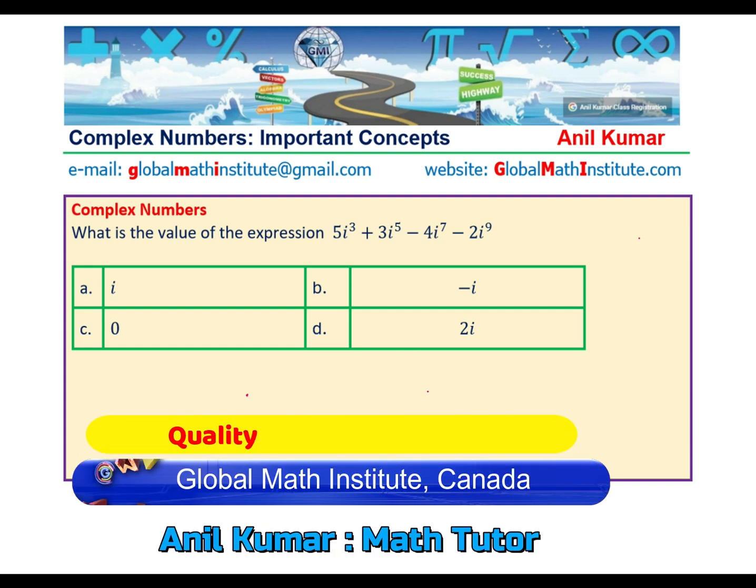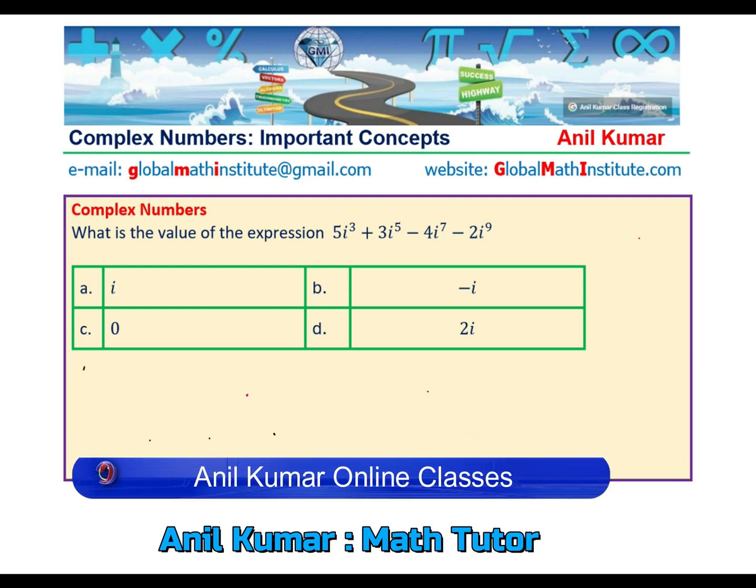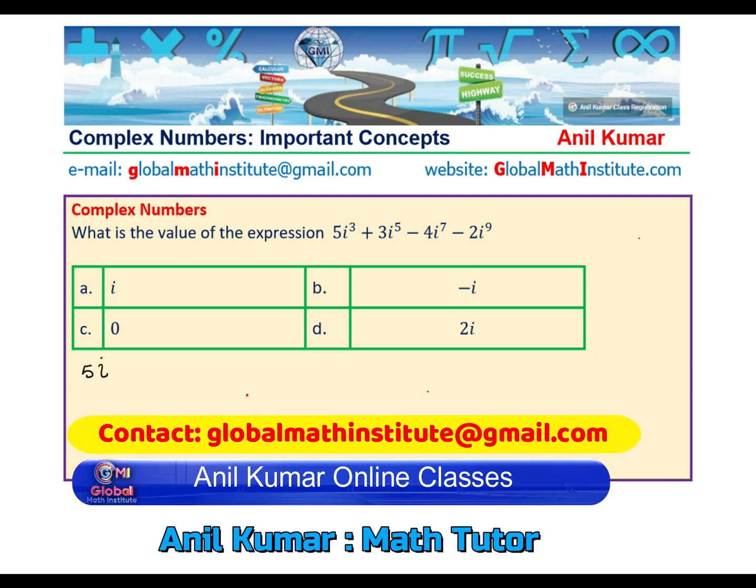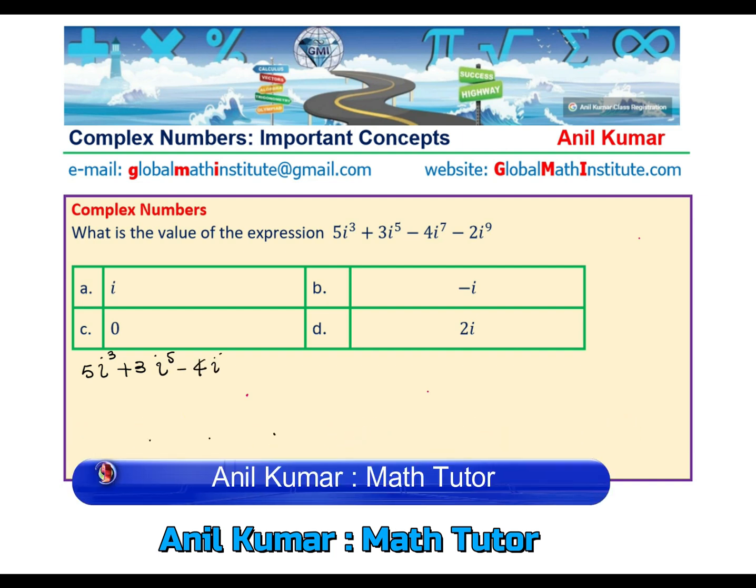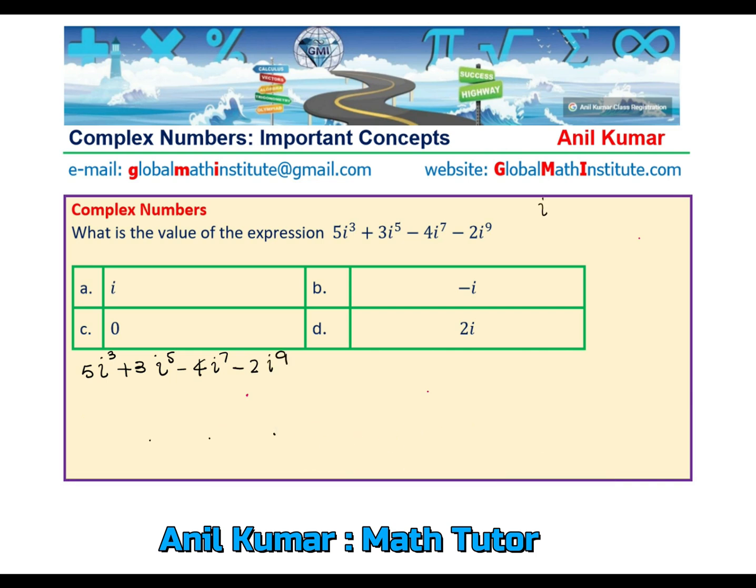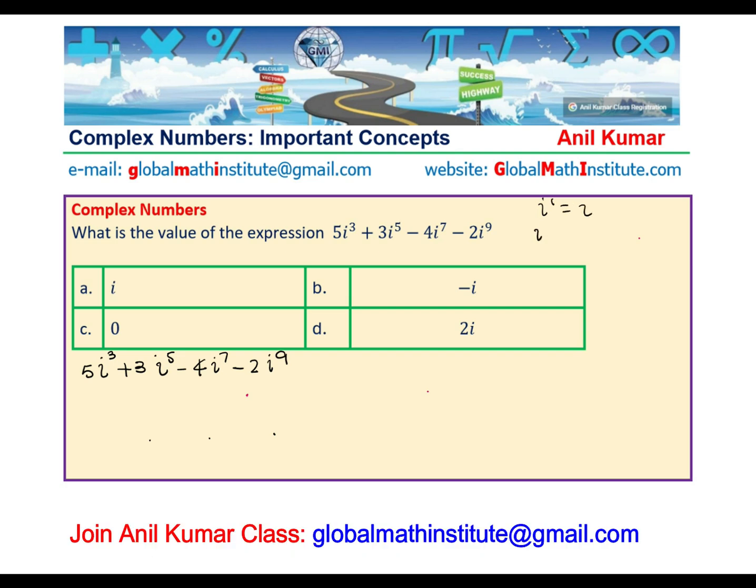Let us take up the solution of the first question, which is i to the power of 3 times 5 plus 3 times i to the power of 5 minus 4 i to the power of 7 minus 2 i to the power of 9. As you know, i to the power of 1 is i, i to the power of 2 is minus 1, i to the power of 3 is minus i, and i to the power of 4 is 1.